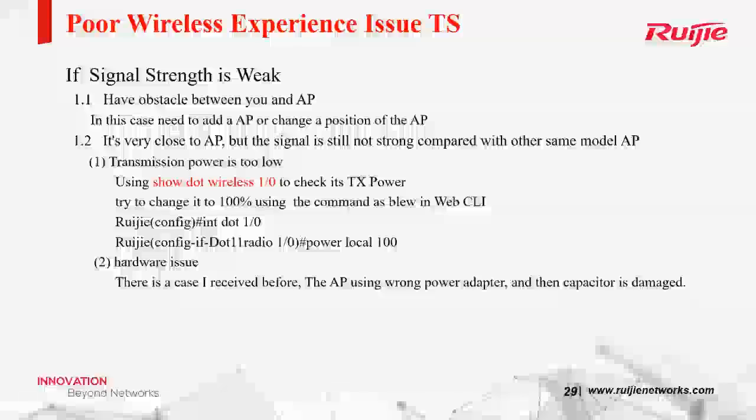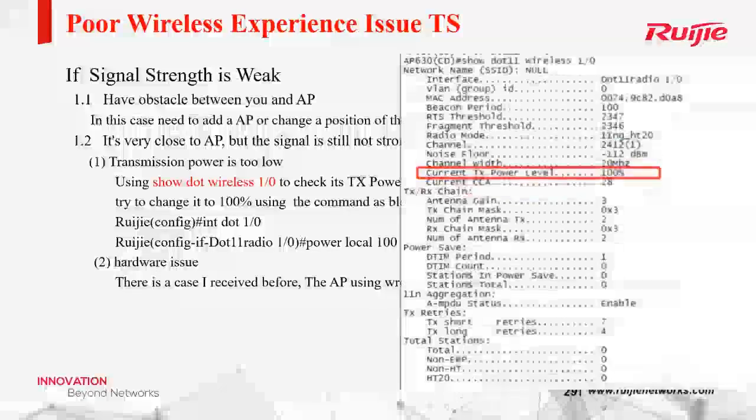If it is very close to the AP, but the signal is still not strong compared with another AP of the same model, you can check the transmission power using show wireless 1/0 to check its TX power. Try to change it to 100 using the command as below. If it is still very weak, maybe it is a hardware issue.